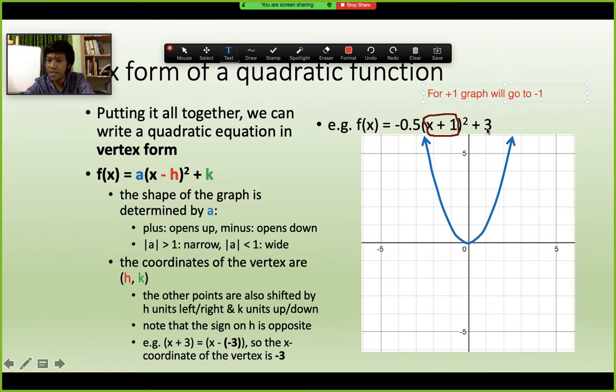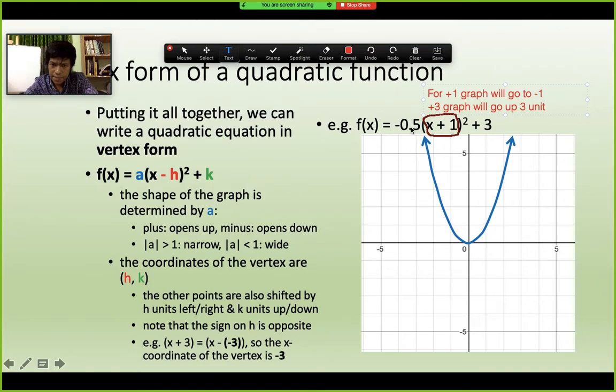And for this plus 3, what will happen? This is an extra number outside. The graph will go up or down? Up. For the plus number, the graph will go up. For this plus 3, the graph will go 3 units up.